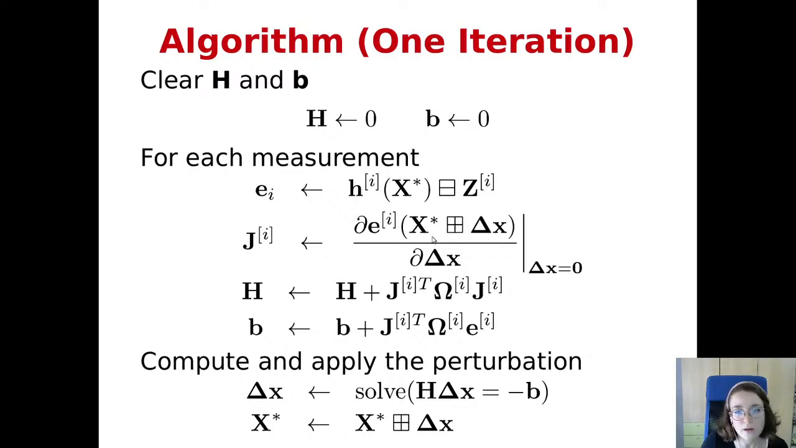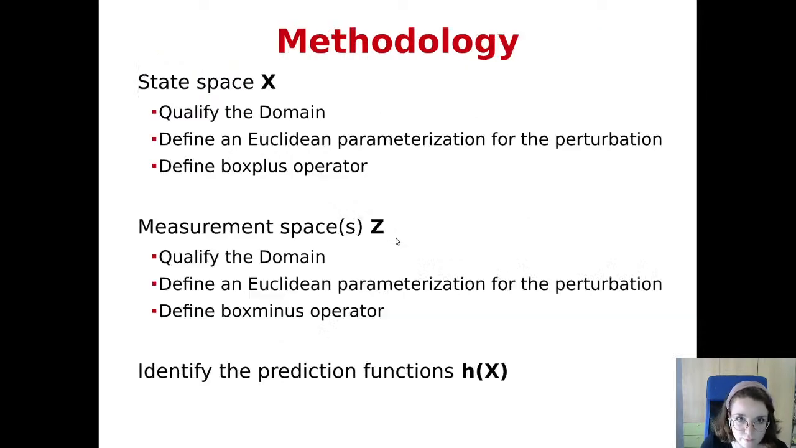Notice that we have a box minus here and a box plus here inside the expression of the error, and this is because both the measurement and the state can be elements of a manifold, respectively of the measurement and of the state manifold.